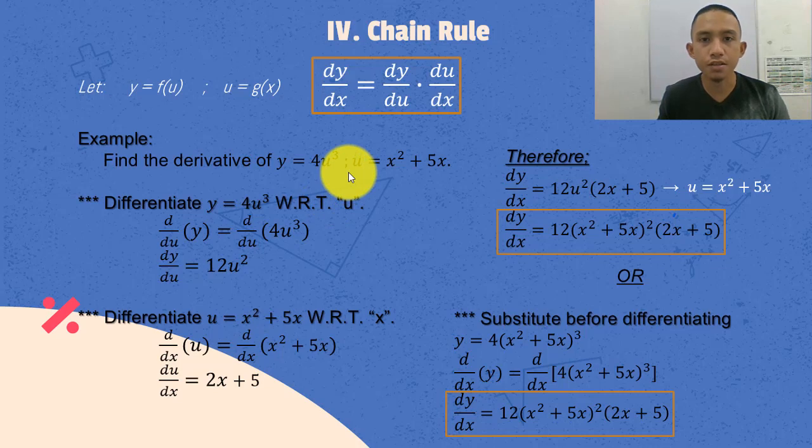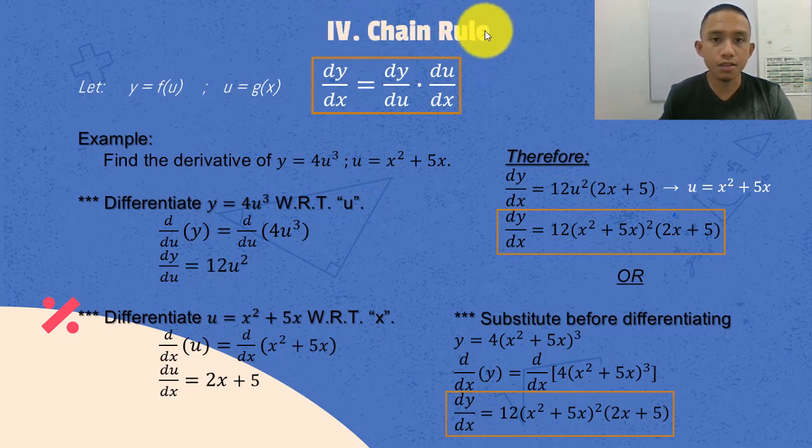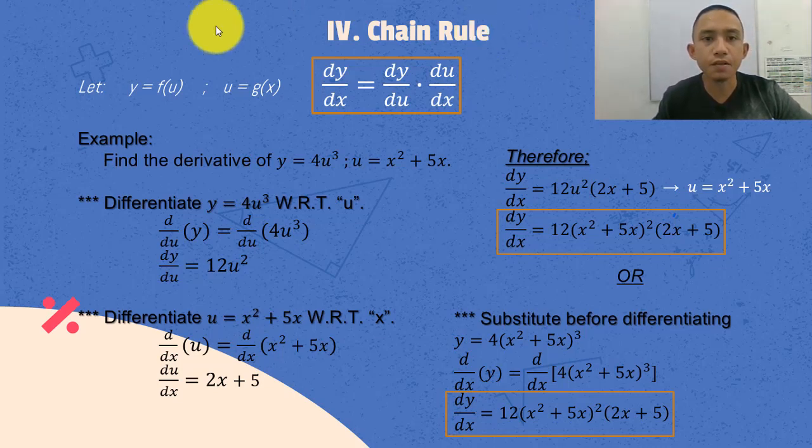This is still under your Module 2. So we have here what we call the chain rule. We will be having additional rules which will be added to your properties or formulas. So, chain rule.